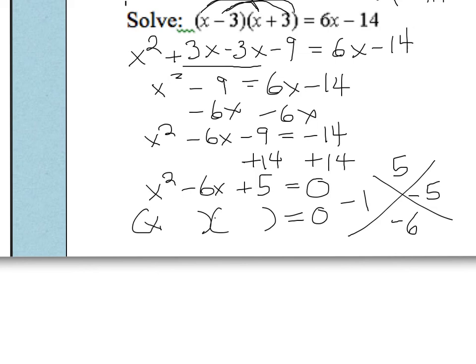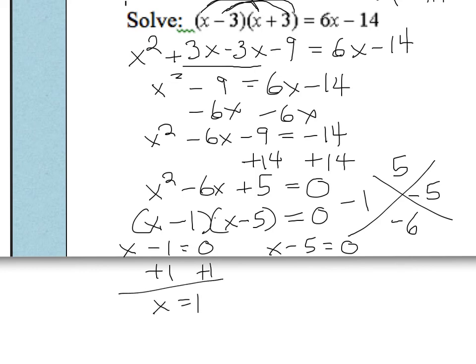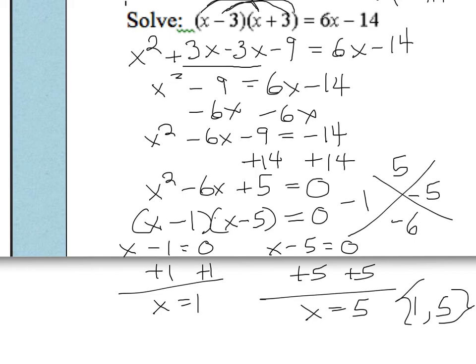Add those into your parentheses, x minus 1, x minus 5. So we've got x minus 1 equals 0, and x minus 5 equals 0. And if we add 1 to both sides here, we get x equals 1. And if we add 5 to both sides here, x equals 5. And our solutions are 1 and 5.